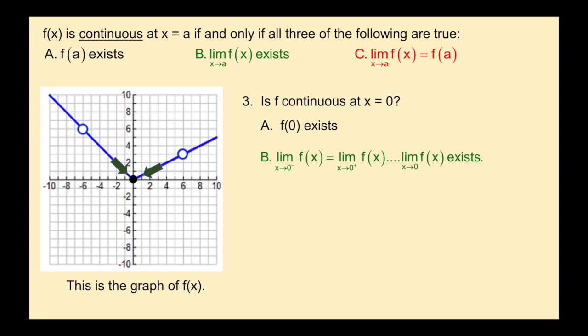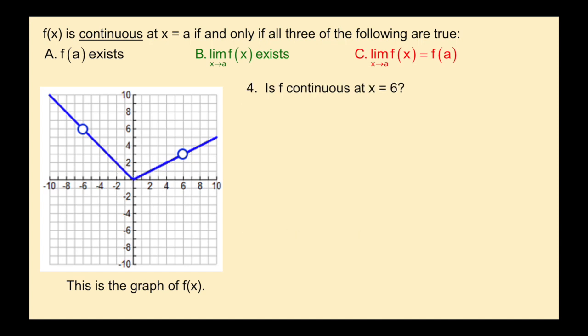For part C, I'm looking at, do parts A and B match? Well, part A, my answer would be 0. For part B, the limit would be 0 as well. So since they both go to the same value, I can say that part C is met as well, and that means that this one is continuous at 0. For number 4, I'm looking at 6.